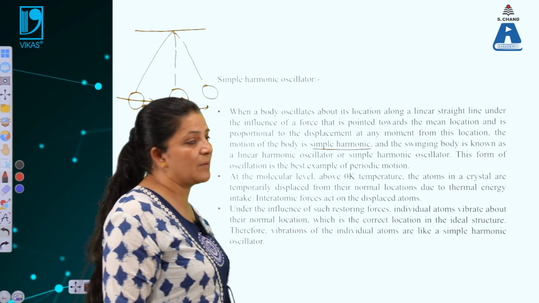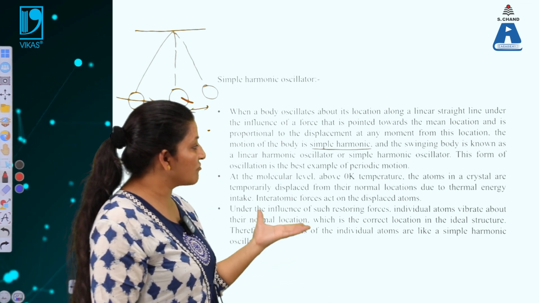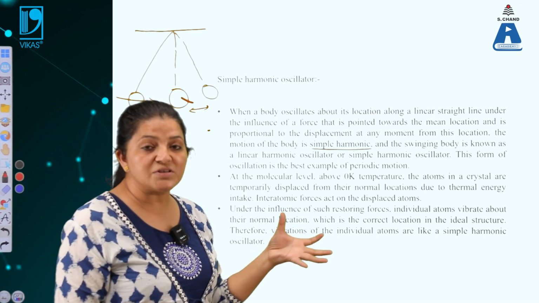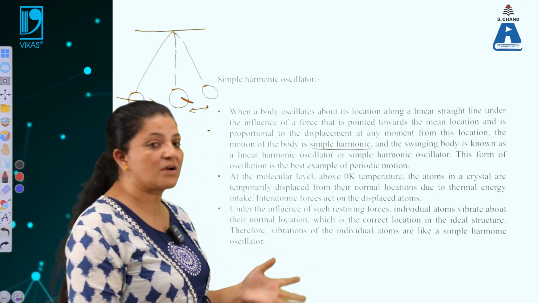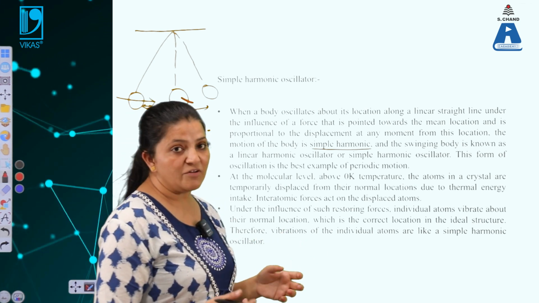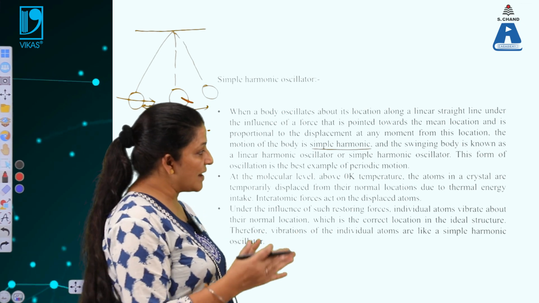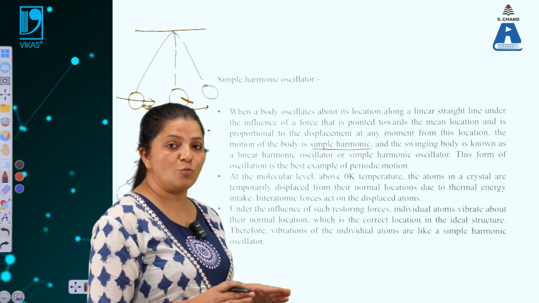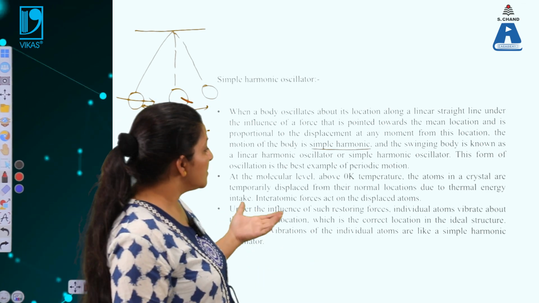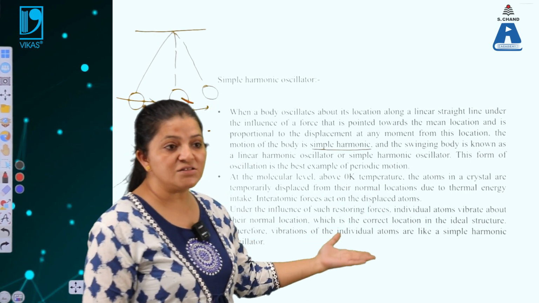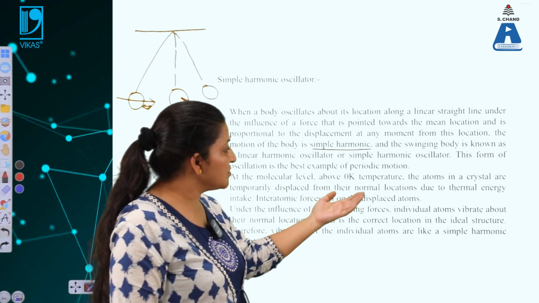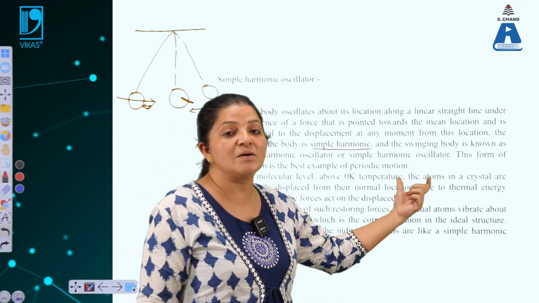Now we want to describe it electrically. For the electrical harmonic oscillation, we will go to the motion of atoms inside crystals. We know that all crystals are made up of atoms. When they are at 0 Kelvin, meaning there is no heat, all the atoms are stationary. They are not moving or vibrating about their mean position. As soon as the temperature of the crystal rises, the atoms gain some energy.